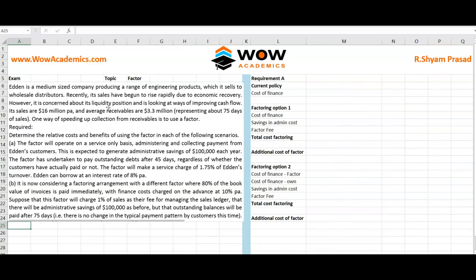So we'll start. This is another kind of factor problem. It is from a textbook, and we'll start from the required. The required itself is two parts, requirement A and requirement B. So we'll start the question from the beginning.